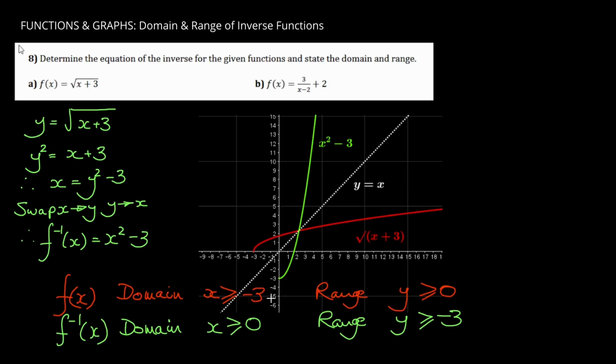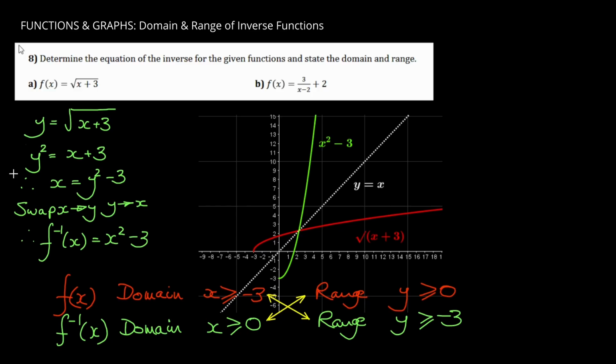Now, just as the lines are reflections of each other in the line y equals x, our 45-degree line, look what's happened to the domains and the ranges. They've also swapped over. What was a domain for the function becomes a range for the inverse, and what was a range for the function becomes a domain for the inverse. And that's a useful rule to remember.